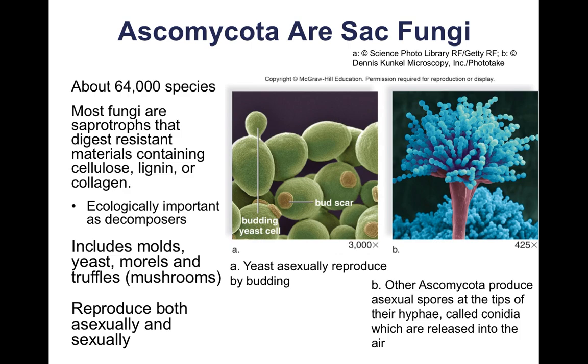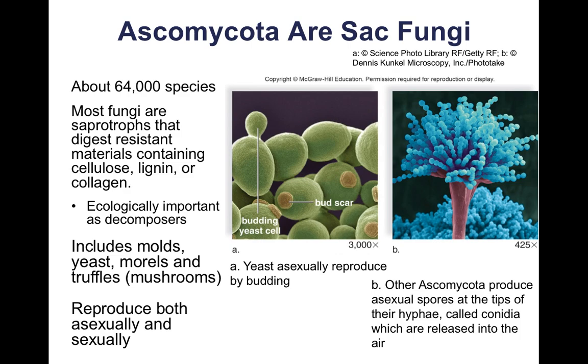And this group has a lot of fungi that are very good at digesting really, really tough molecules like cellulose, lignin, and collagen. So this group of fungi are going to be very important decomposers and important for nutrient cycling in ecosystems. This group is going to include molds, yeast, here's unicellular yeast, and certain types of mushrooms, including morels, which grow around here in our woods in Pennsylvania, and truffles, which you associate with Europe. But these are two types of culinary mushrooms in Ascomycota.